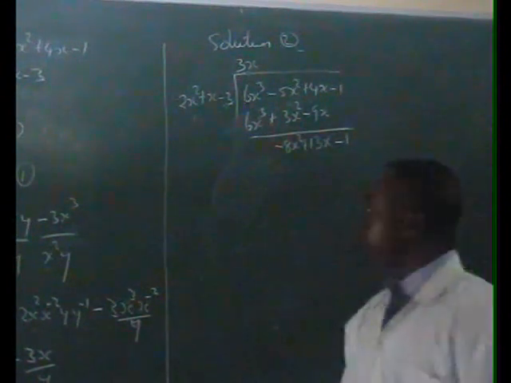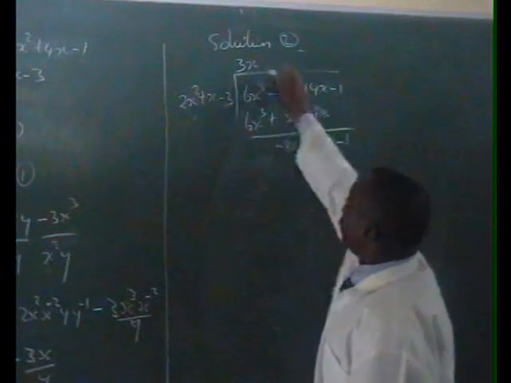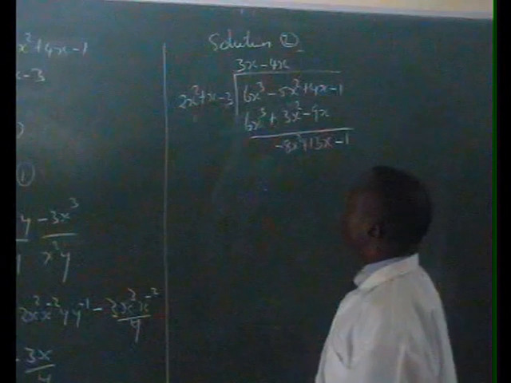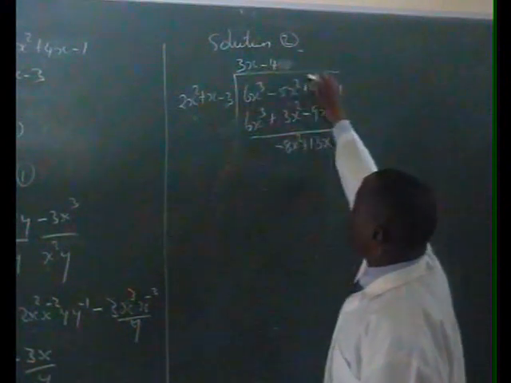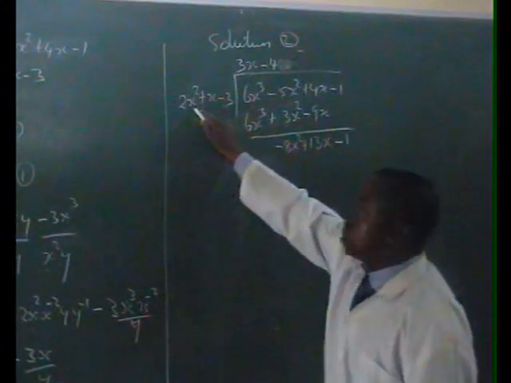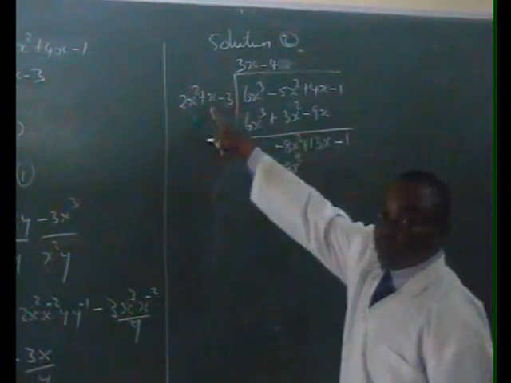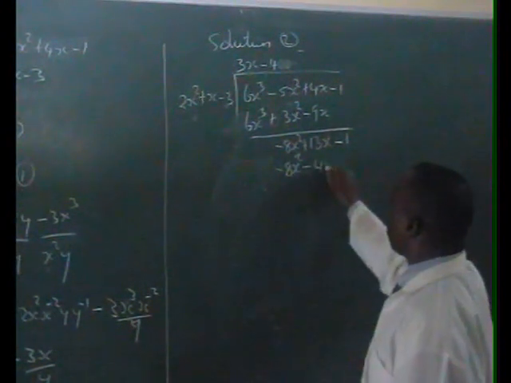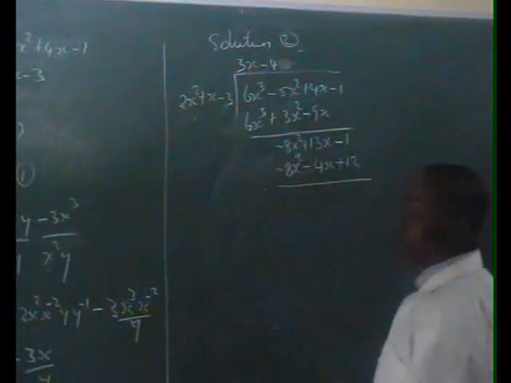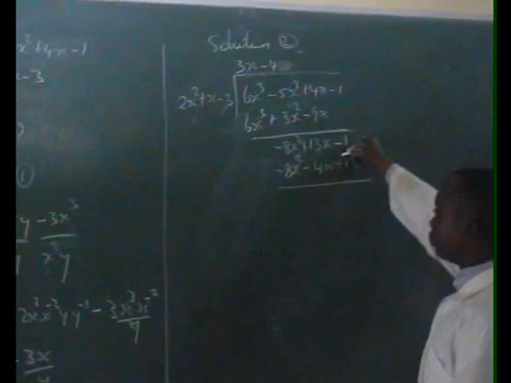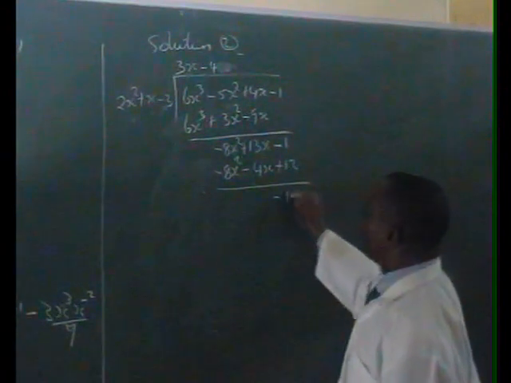Now, I'm going to divide minus 8x squared by this, and if I do that, I will have minus 4. Just minus 4. So minus 4 times 2x squared will give me minus 8x squared. Minus 4 times x will give me minus 4x. Minus 4 times minus 3 will give me plus 12. I'm going to subtract it again. So minus 1 minus 12, there is a minus sign because I'm subtracting, so we have minus 13.